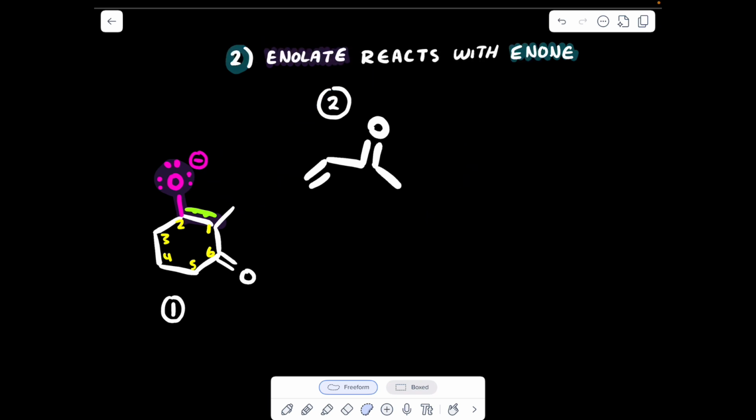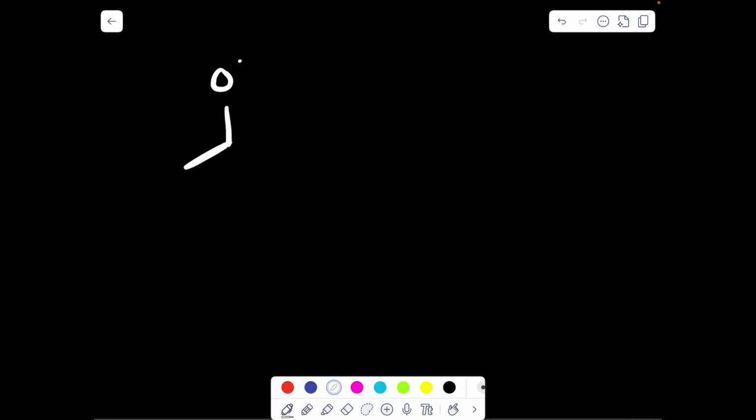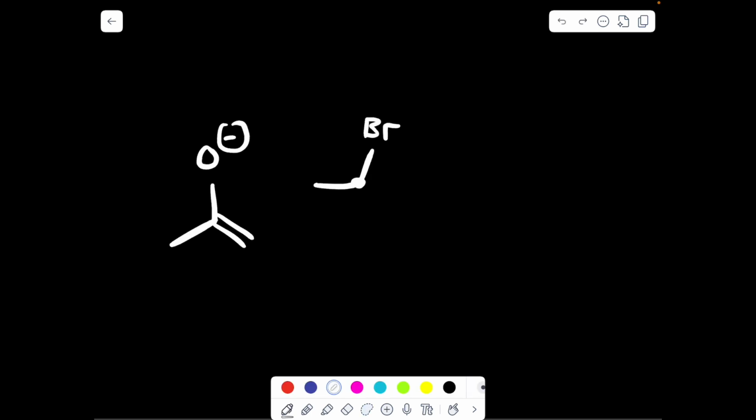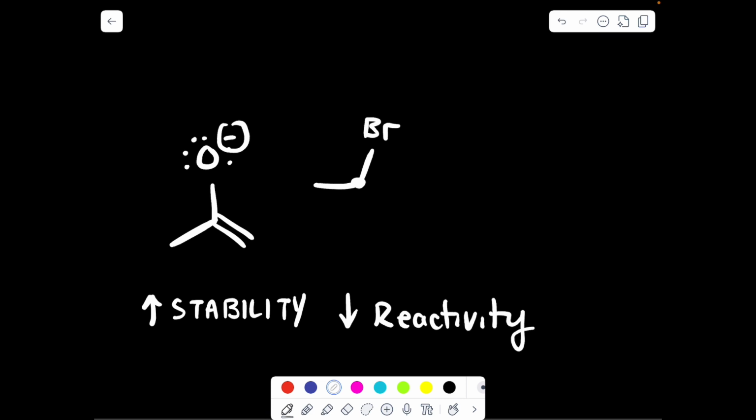Forgetting about the enone for a second, let's talk about this structure. And let's say we have some carbon with a bromine, a very simple example. This is a stable intermediate, where stability is inversely proportional to reactivity. So if you increase the stability, you decrease the reactivity. And when a negative charge is on an oxygen atom, it's actually quite stable because oxygen is electronegative, which means that it actually likes having electrons.